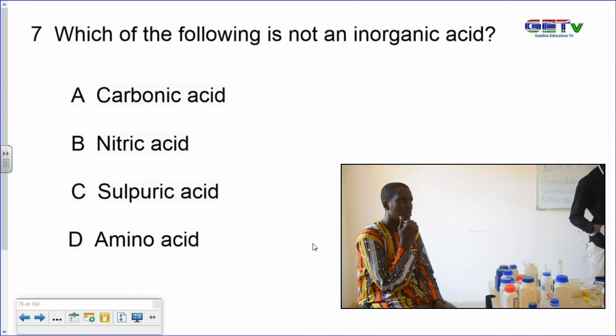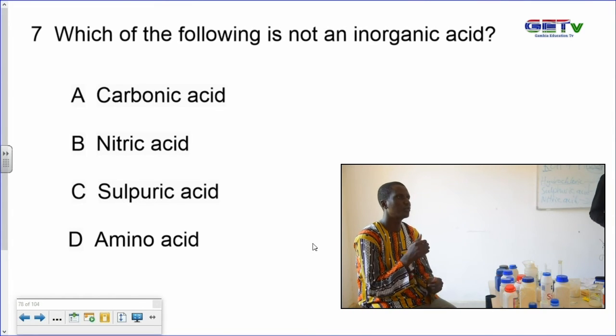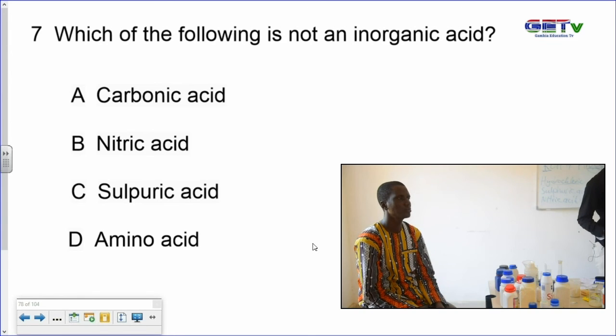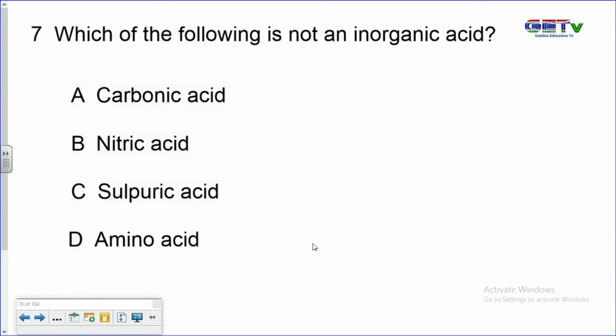Number seven, which of the following is not an inorganic acid? Carbonic acid, nitric acid, sulfuric acid, amino acid. So the answer is amino acid. It's an organic acid, but not an inorganic acid.